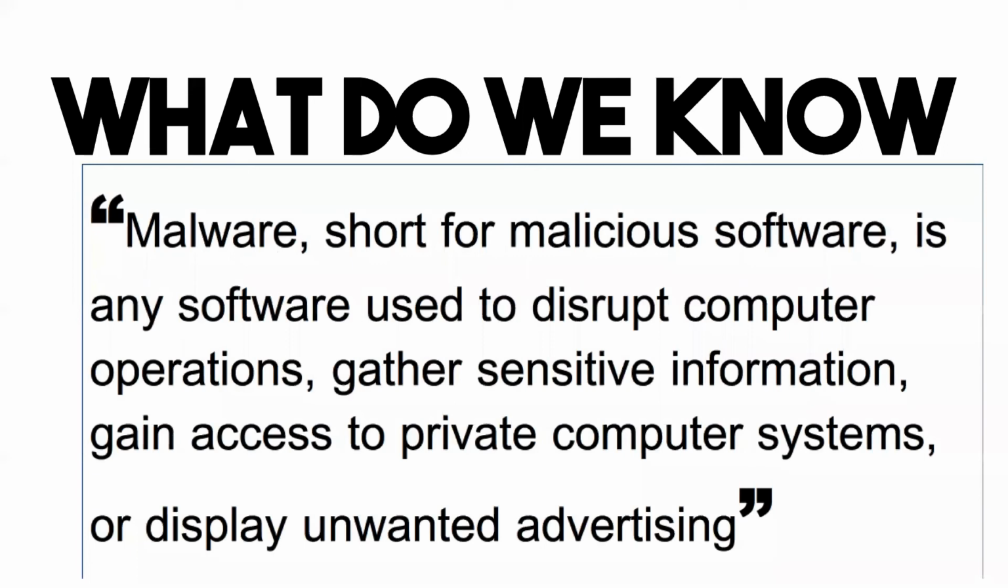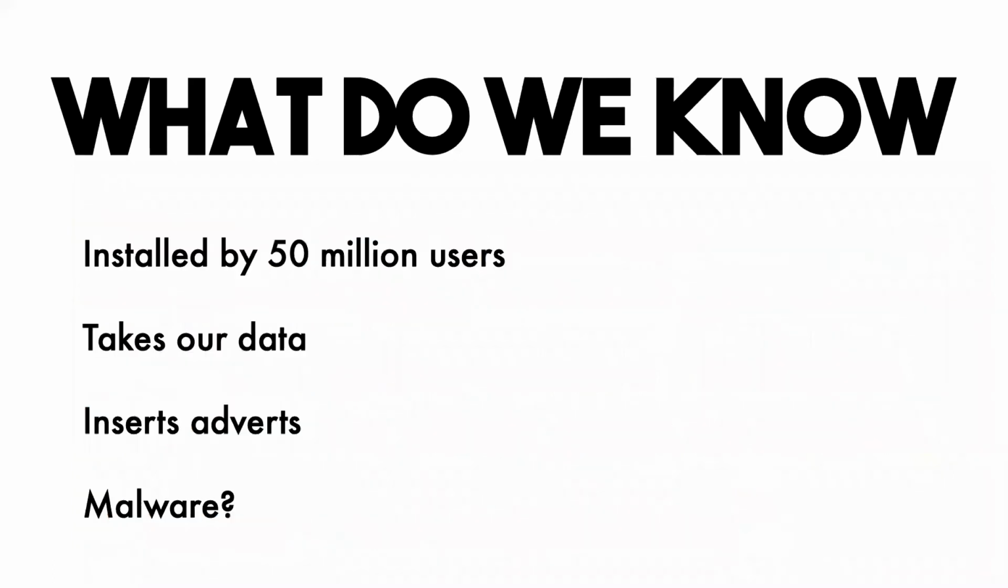I mean, it's my email address, my VPN details, my GPS coordinates, what device I'm using, my IMEI. I guess that's sensitive information. Gain access to private computer systems. Maybe it's not doing that. Or displaying unwanted adverts. Well, we know it's displaying unwanted adverts, so it's doing two of the four things, and it's "or". So between us we agreed that yeah, this probably hits the definition of what malware is. Cool. So I'm just going to uninstall it, right?